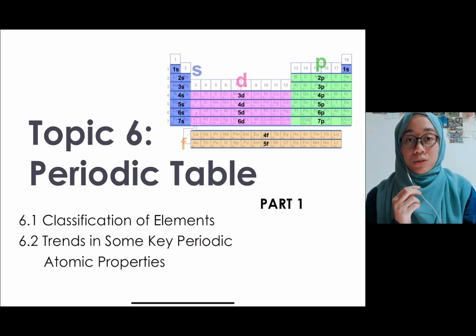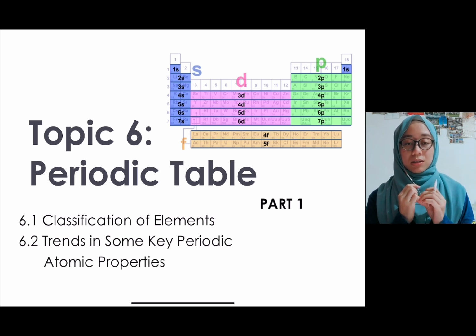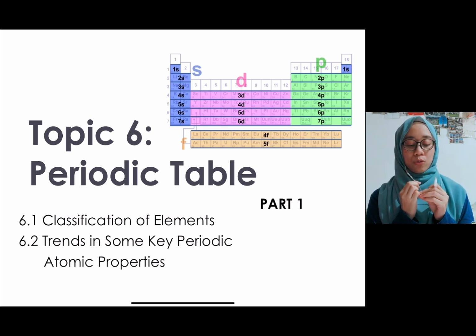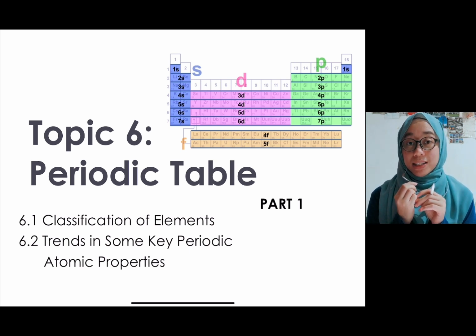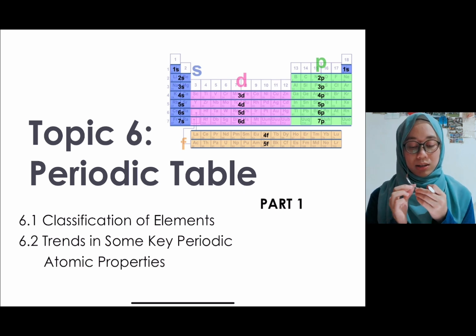So we are going into the new topic 6, which is periodic table. For this topic, we will have two subtopics. The first one is classification of elements and the second one is trends in some key periodic atomic properties, or its short name, periodicity. Okay, so let's have a look at what we are going to learn in this topic.